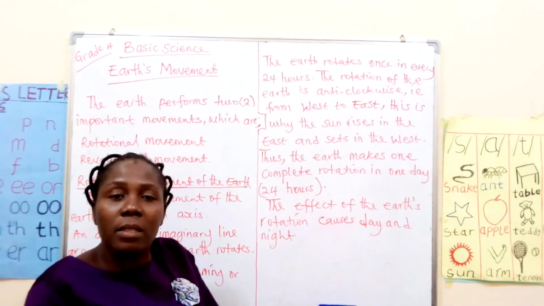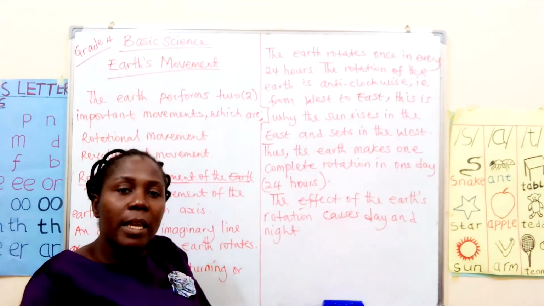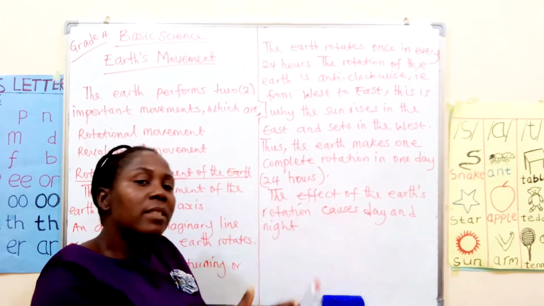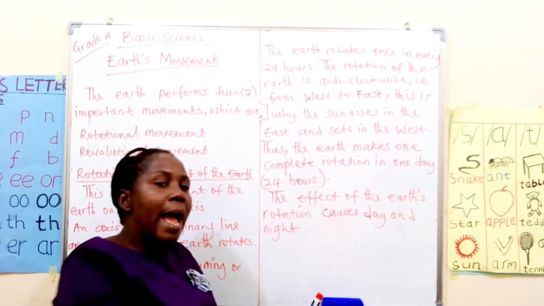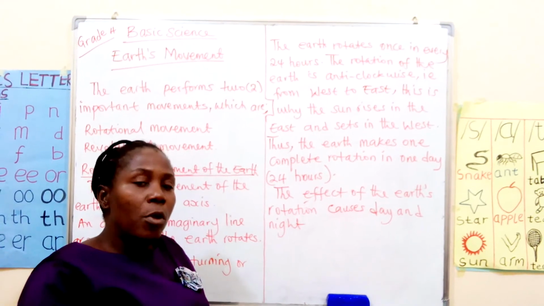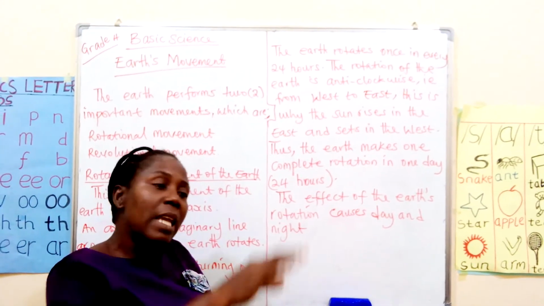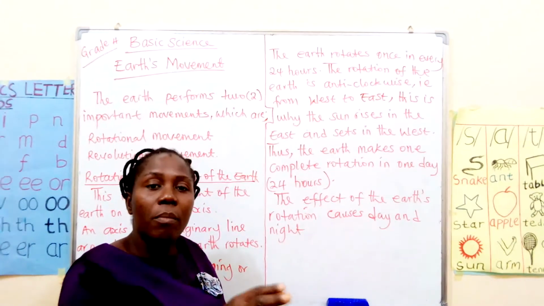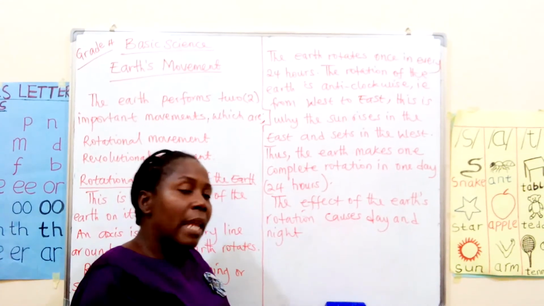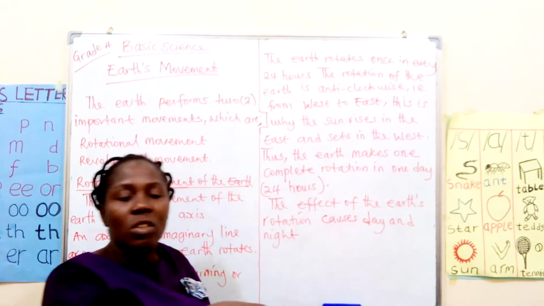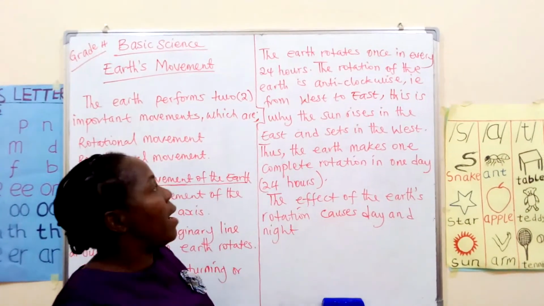Please, if you are asked, how does the Earth rotate? The Earth rotates anti-clockwise, that is from west to east. The Earth does not rotate clockwise, rather anti-clockwise. You know what we mean by clockwise and anti-clockwise? Look at the face of the clock and see how the second, minute, and hour hands move. The Earth does not rotate in that manner, but rather in the opposite direction of clockwise. So that is what we mean by anti-clockwise.